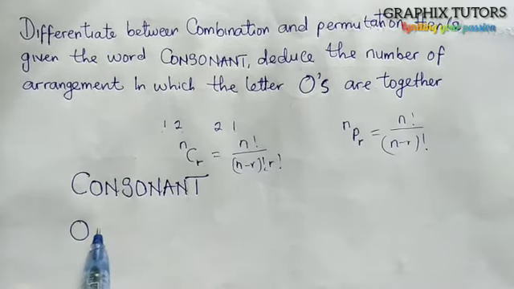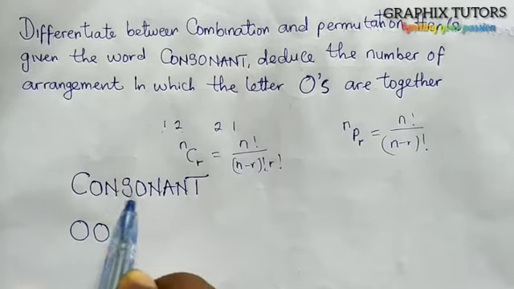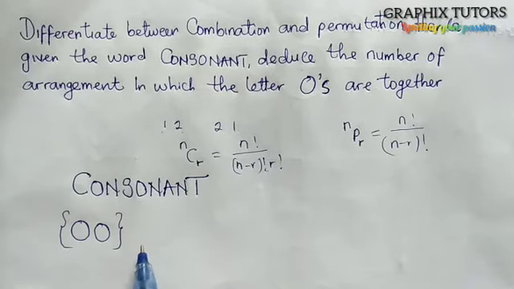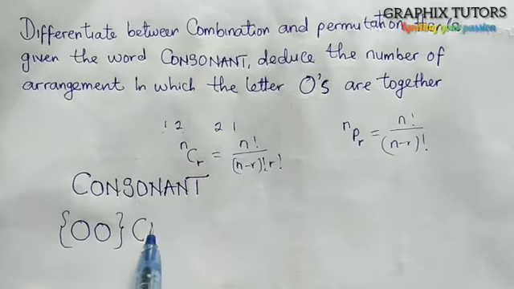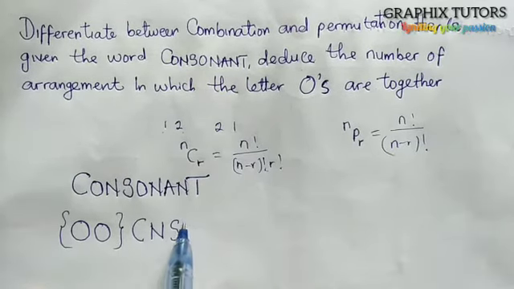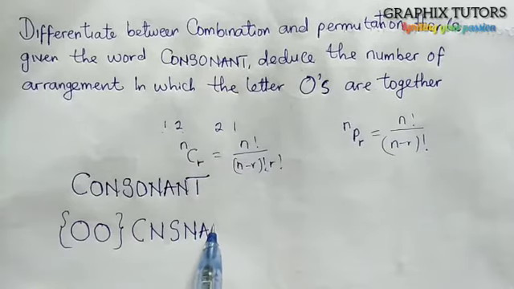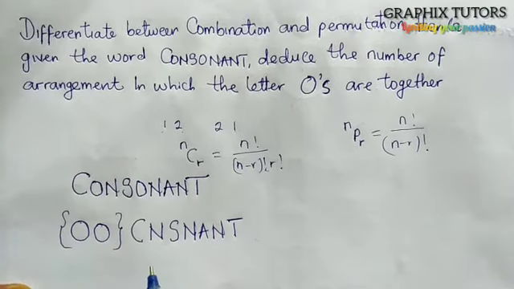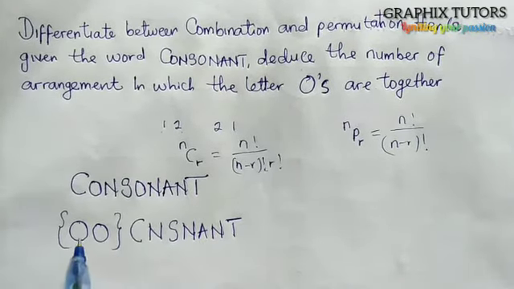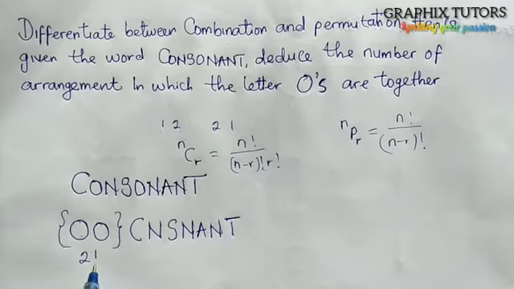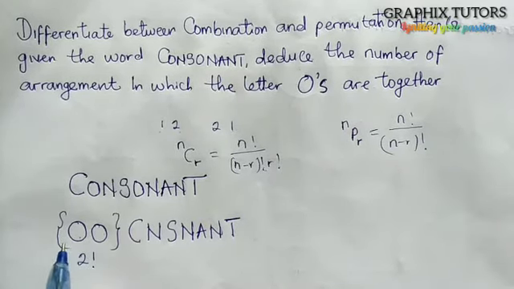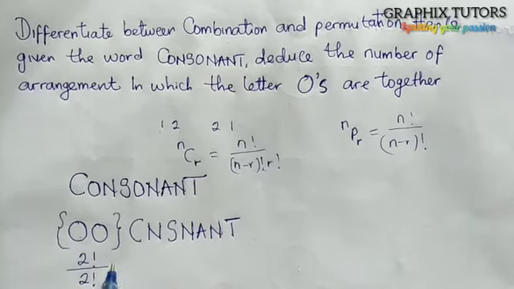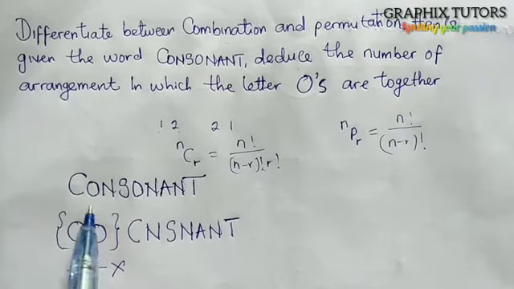Or when you put it, O's are together, we're going to have 1 O, 2 O. We only have just 2 O. So when the O's are together, and you add the remaining ones, we have C, N, S, N, A, N, T. Now, for the O's to be together, this is 1, 2, that is 2 factorial. But because there are 2 repeated objects, you divide it by 2 factorial. Multiply by everything here now, which is calculated to be what?